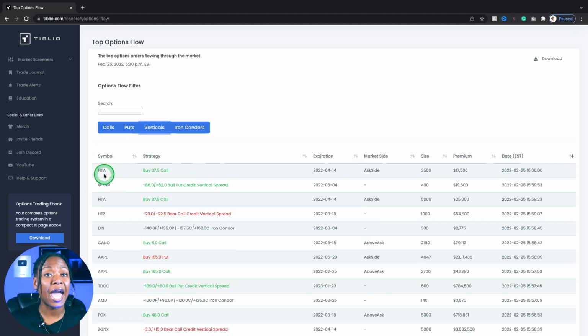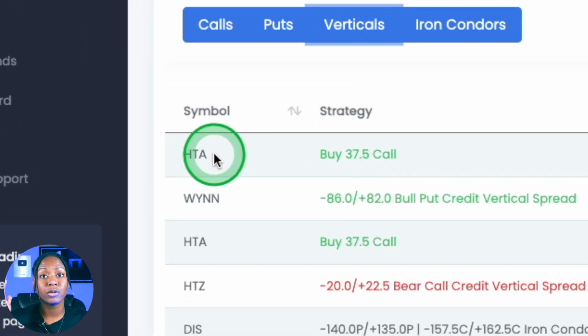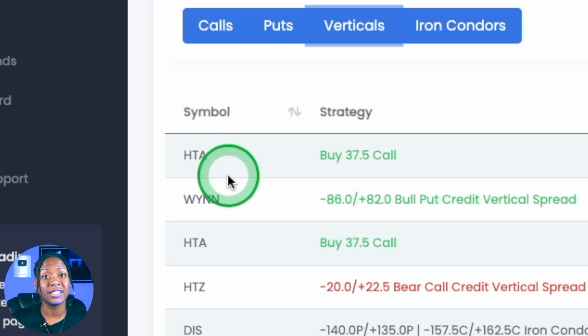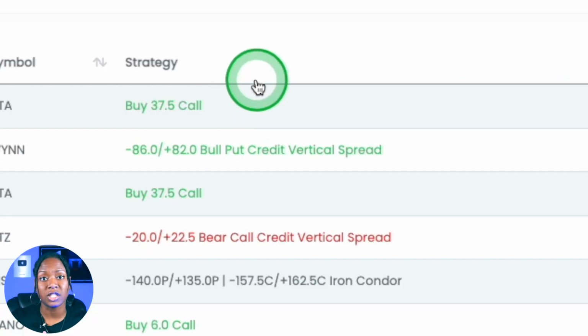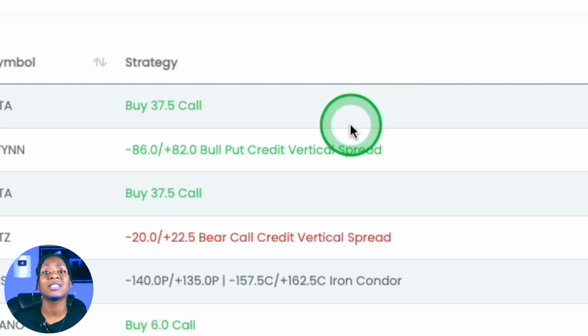Going here to the actual columns that you'll see. So you see symbol. Okay, you already know what that is. This is going to be the stock ticker symbol that we're going to be trading options on. Next is the strategy. So the strategy column is going to tell us the actual strategy and the direction.